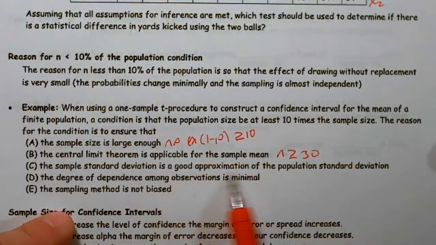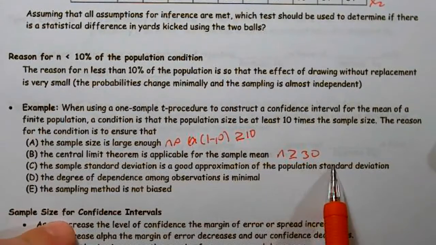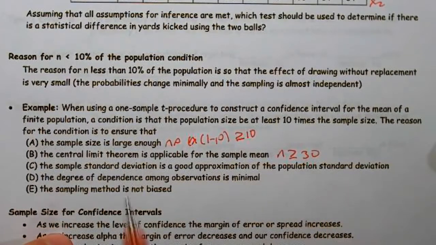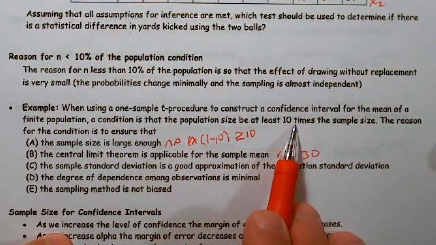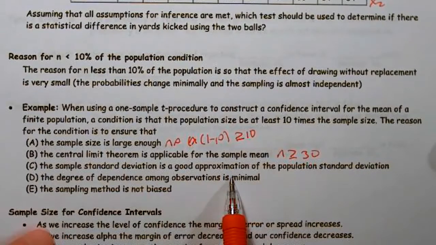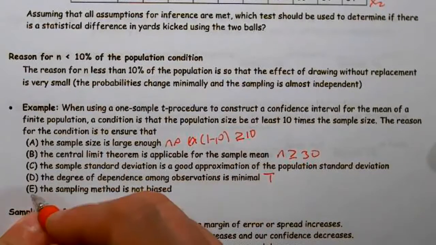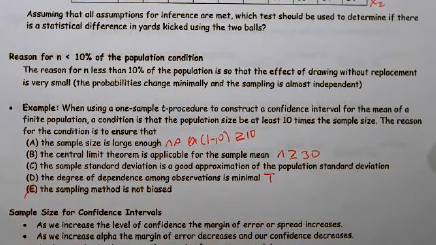The sample standard deviation is a good approximation of the population standard deviation. That doesn't apply to this. It is a reasonable approximation, but will not be the same, and that's not the reason. That has nothing to do with the 10 times. The degree of dependence among observations is minimal. That's very true. And the sampling method is not biased. That doesn't have anything to do with it, because sample size does not impact bias. Okay? Bias is in the design of the experiment.